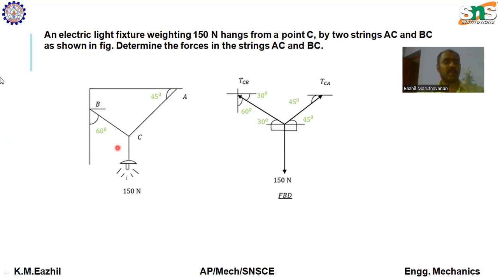Here we have to draw the free body diagram first. Here the weight will act downwards. We already know that from the previous class. Here the string BC. Since the weight is pulling down, the string will act upwards to maintain the system in equilibrium. So string BC, we can name it as TCB. Likewise, the string CA also acts in the upward direction to maintain the system in equilibrium condition. TCA. This was the free body diagram.